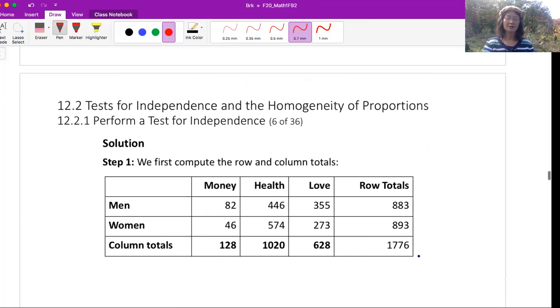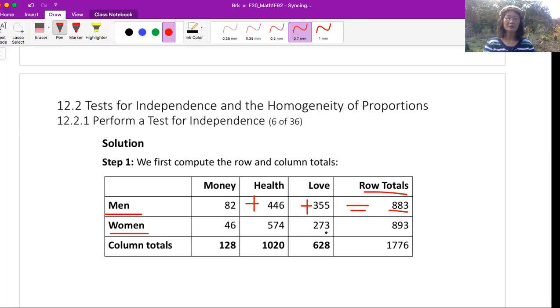So first, we are going to count the row totals. How many total for men? You add these three numbers, you get the total number for men. And how many total for women? You add these three numbers, you get total women.